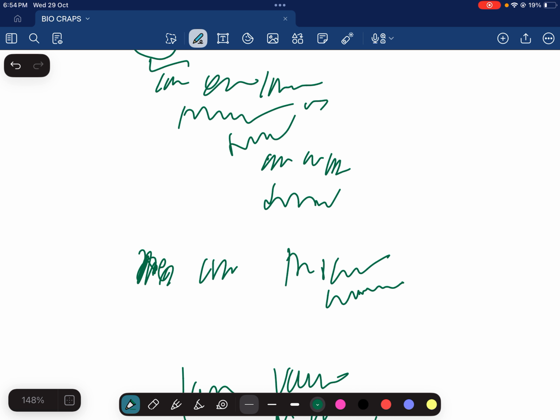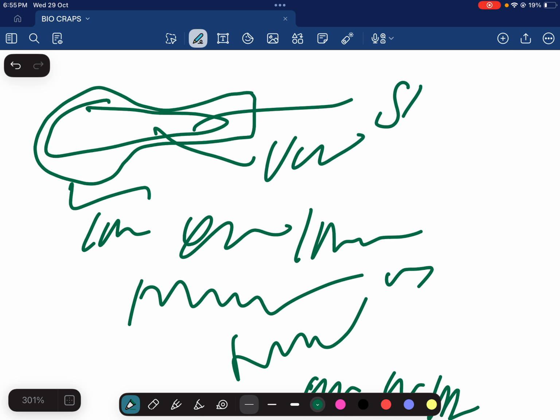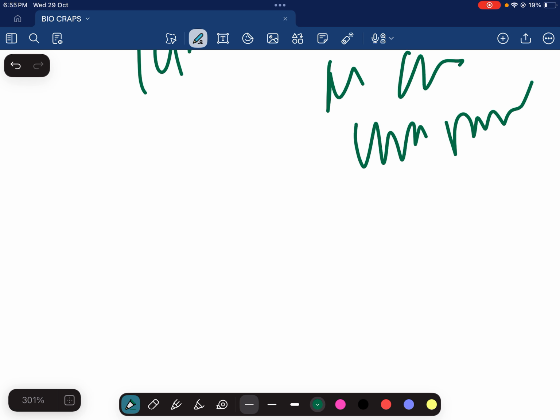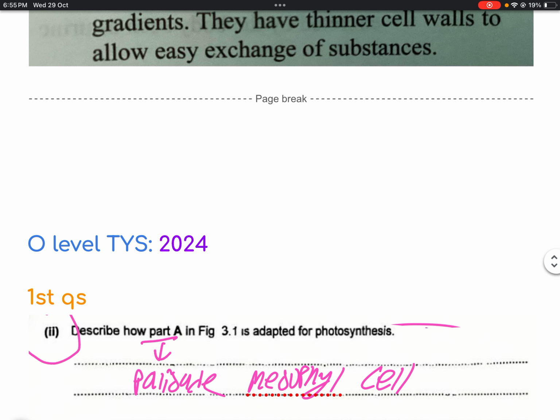Okay, you see here, right? Look, this is the vacuole itself. There's a large vacuole. Why? To store water and mineral salts. That's why. Okay, next question.